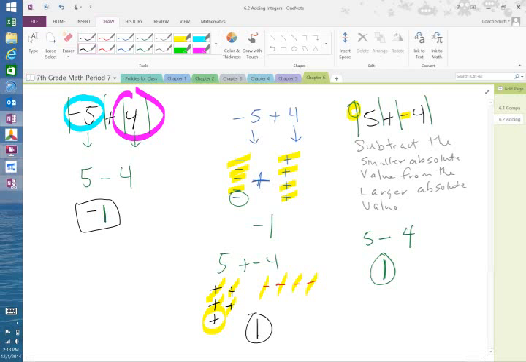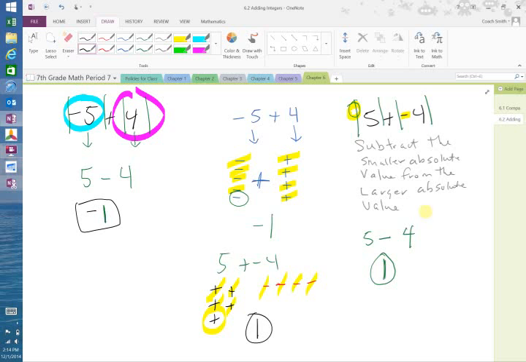Lily? What if it's like -5 plus +5? Okay. How many negatives do you have? How many positive signs do you have? So what happens when all those cancel each other out? Yeah, leaves you with 0. And the same is true with the rule. If you take the absolute value of -5, which is 5, and you subtract the absolute value of +5, which is 5, you have 5 minus 5, which is 0. And that's why it's 0.